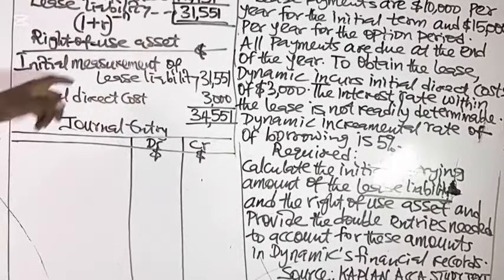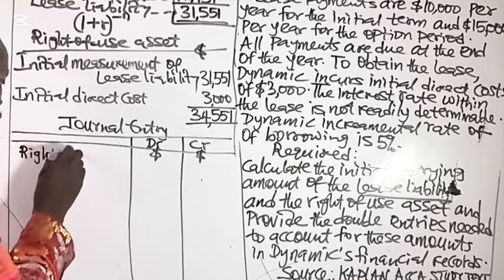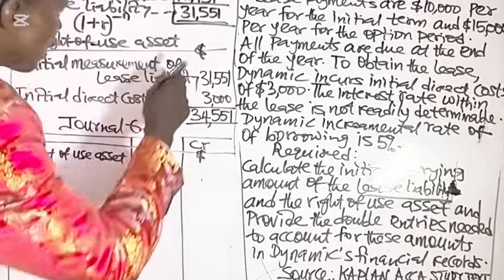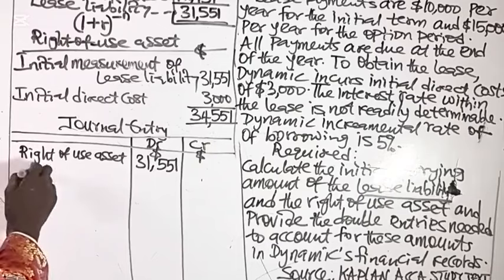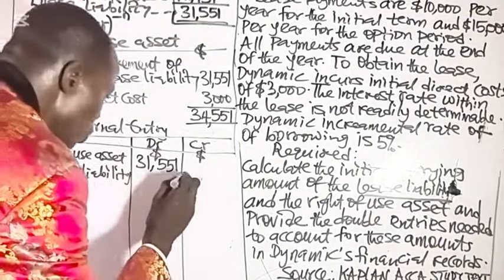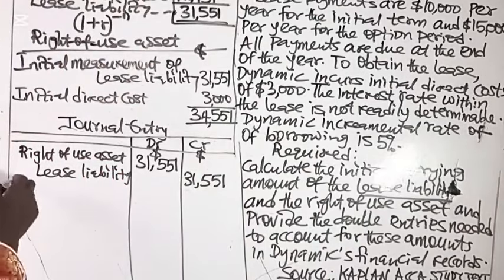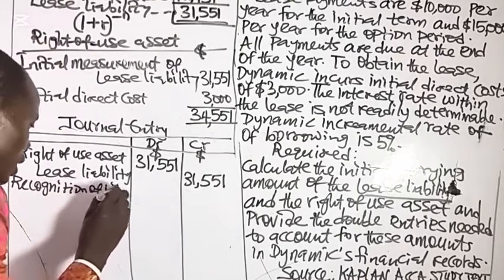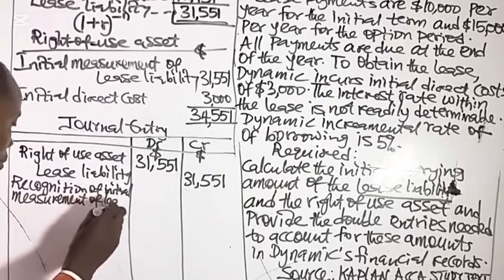Now, with the initial value of the lease liability, we debit right of use asset with the initial value of lease liability, which is 31,551. Now, an asset will have a debit balance. If you debit the right of use asset, then you will credit the lease liability, 31,551, being the recognition of initial measurement of lease liability.